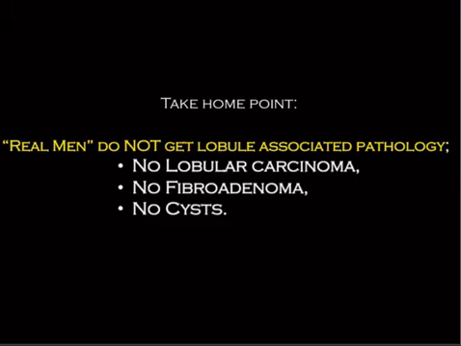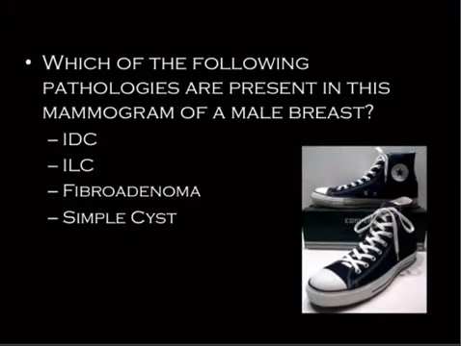Now here's a way to apply that. If you happen to get a question like this, which of the following pathologies are present in this mammogram of a male breast? It doesn't matter what they show you. They could show you a picture of shoes. As long as you can eliminate the choices that don't occur in male breasts to start with. Anything that's lobular related, ILC, fibroadenomas, or simple cysts, none of that occurs in a male breast, so you know those aren't the choices, leaving you with IDC. Even if you have no idea what that looks like, you get this question right, understanding that basic anatomy.